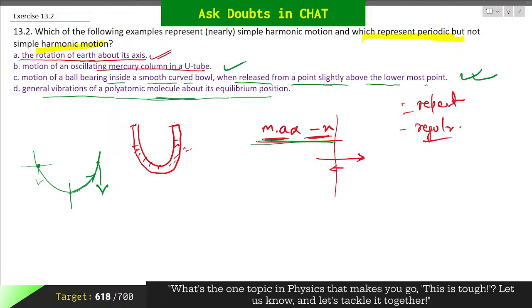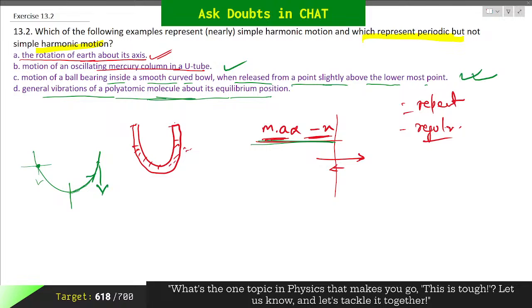So let's proceed discussing the four options. The first option is the rotation of Earth about its axis. So here, when we talk about the nature of motion, the rotation of Earth is a periodic motion with a period of 24 hours, but it is not simple harmonic motion because it does not involve a restoring force which is proportional to displacement. So we can't say that it is SHM, but it is a periodic motion.